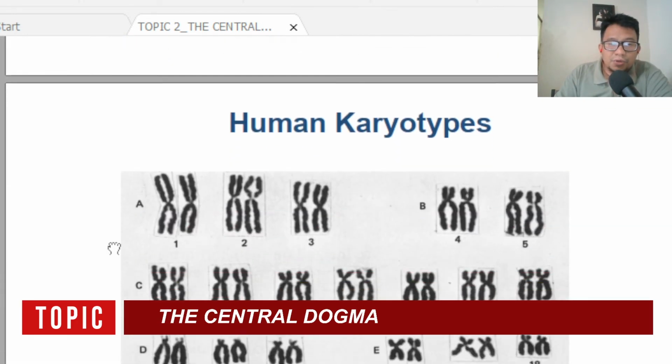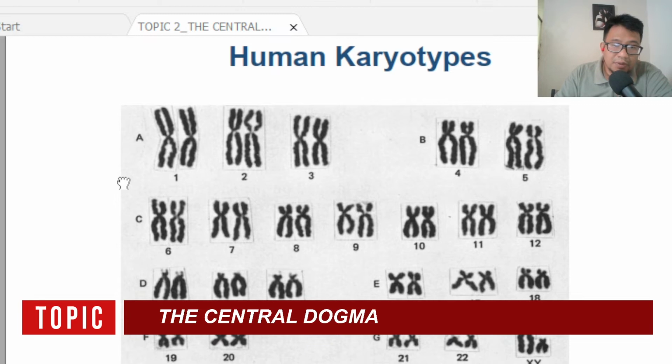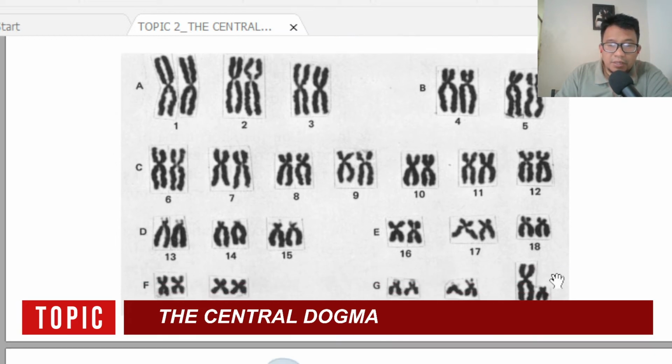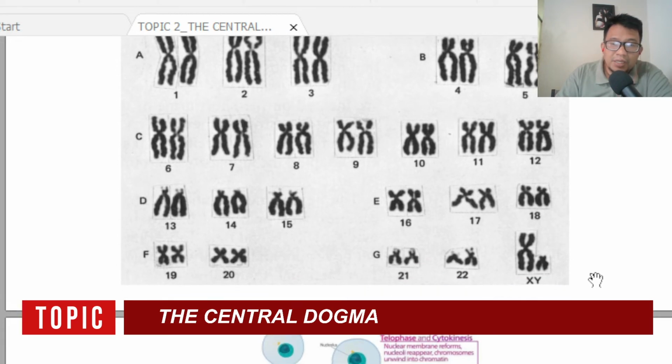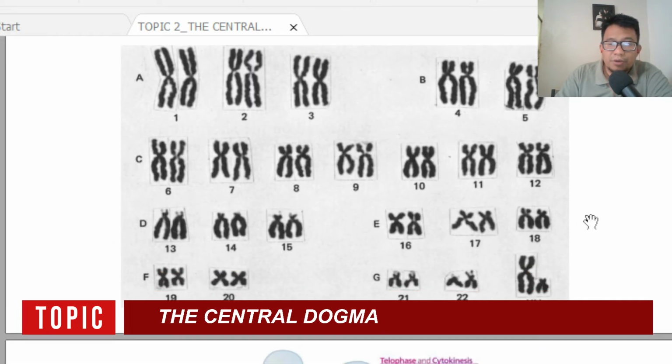So this is the human karyotype. Remember that we have 23 pairs, chromosome 1 up to 23. The 23rd pair is designated for the sex chromosomes. Of course, we have discussed this in genetics. XX will result in females and XY is for the male. In this human karyotype, we see that this is actually owned by a male.